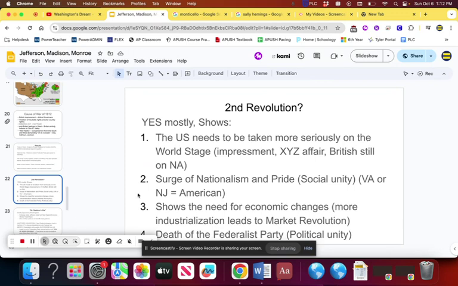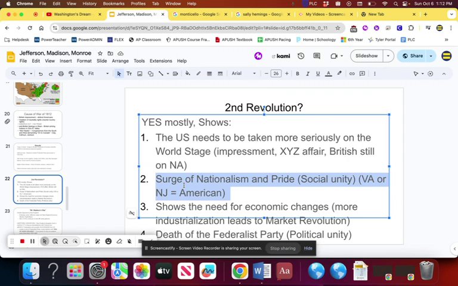So anyways, we also see a huge surge in nationalism, like the writing of the Star-Spangled Banner by Francis Scott Key. Great extra credit question: Francis Scott Key is written during the War of 1812. And again, this idea of national pride and national unity. After the War of 1812, people stop recognizing themselves as Virginians and North Carolinians and Connecticut whatevers. They start recognizing themselves as Americans. So that's a fairly big deal.